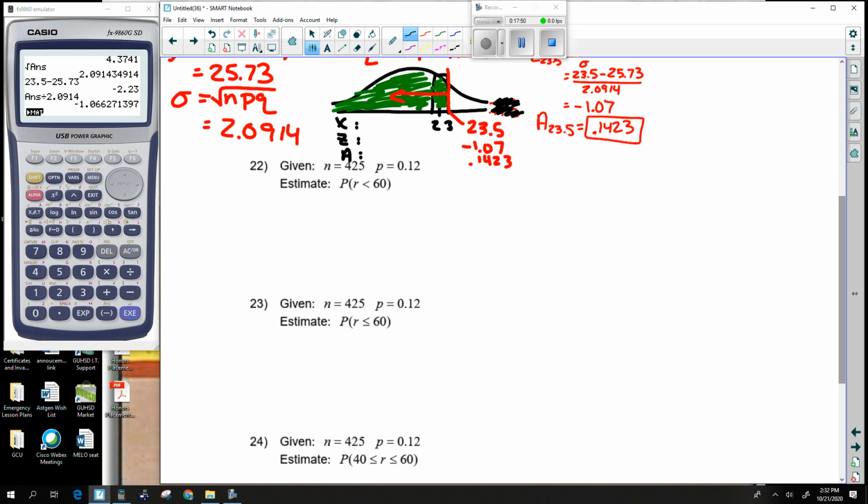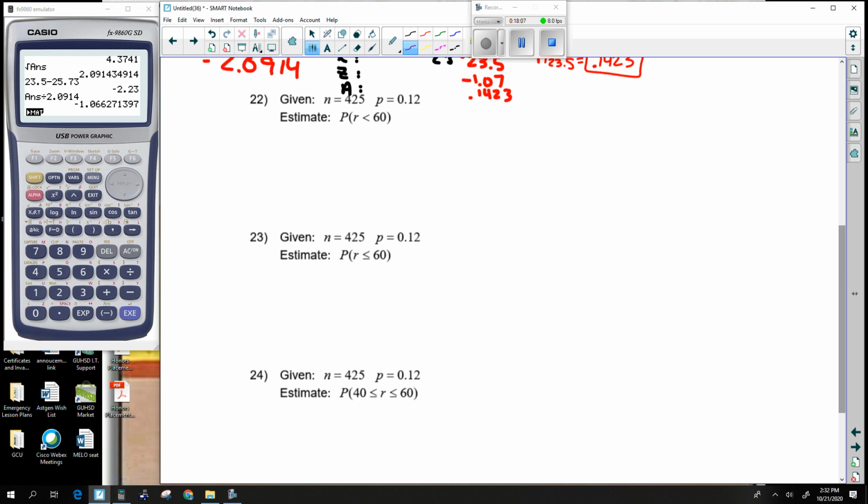All right, so for problems 22, 23, and 24, they have the same n and the p, so that means they're going to have the same average and the same standard deviation. So all I have to do is figure it out once, and then I have it for all 3 of them. So I will go to work on 22. Because 1 minus p is the q, this would be 0.88.